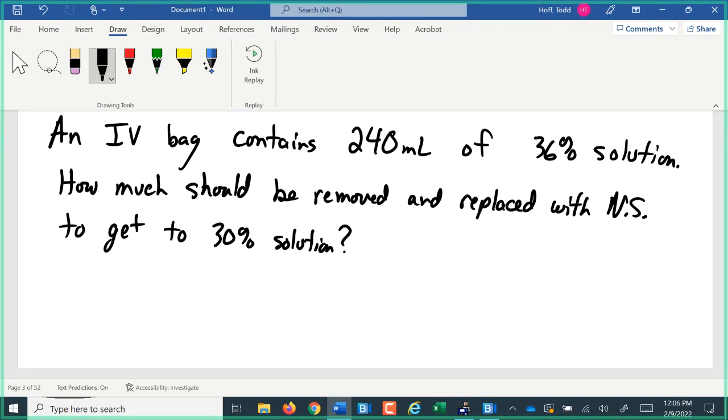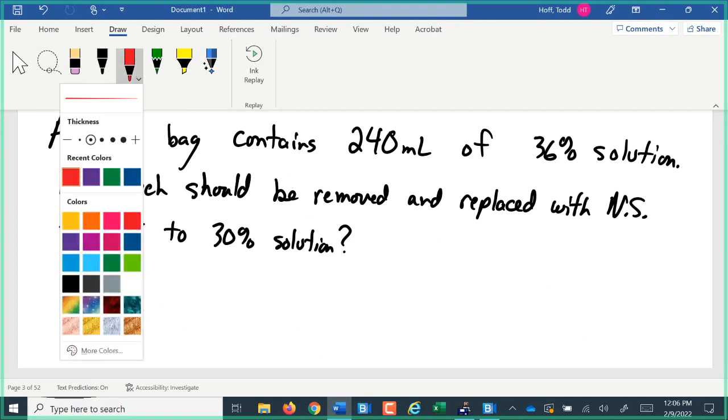So the bag comes prepackaged at 36%. We want to remove part of that solution and just add a normal saline neutral solution to dilute it down. And we can't just add the saline because the bag only has so much that it can hold. It can only hold 240 milliliters. So here we need to look at what it is we're mixing.